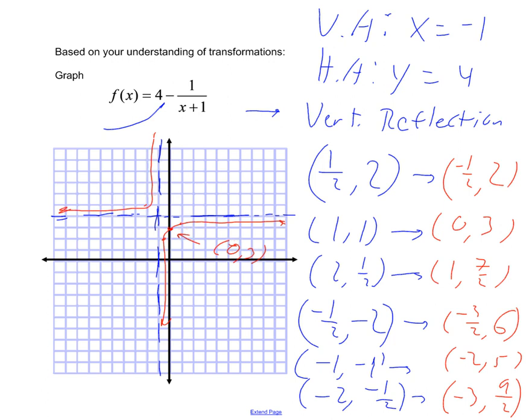Oh, that was ugly. Deal with it. And that would be the point, negative 2, 5. So here we have two translations and a vertical reflection.